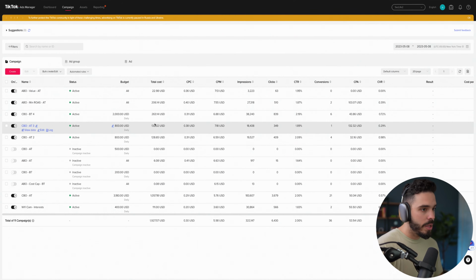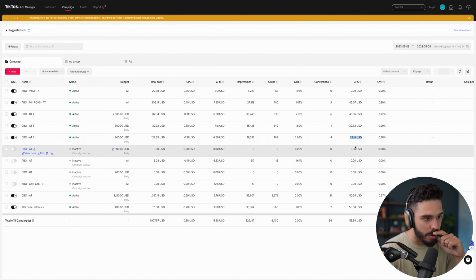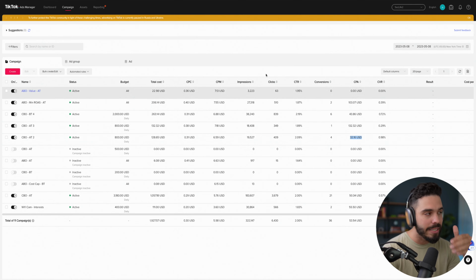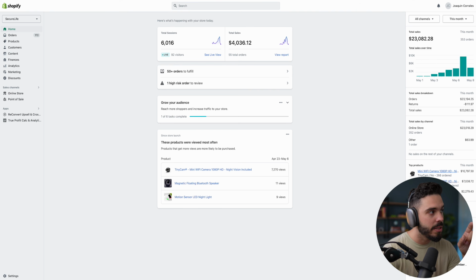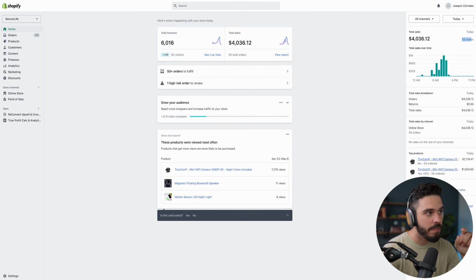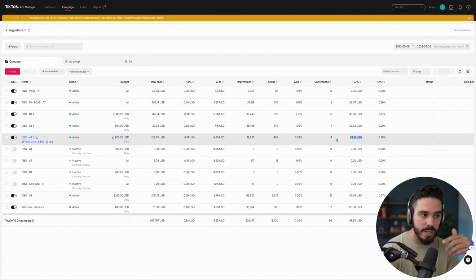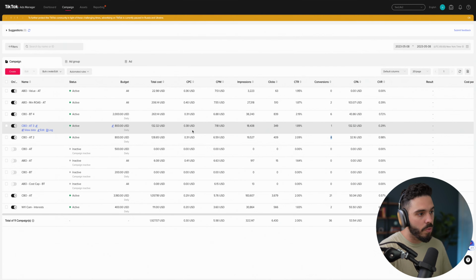So what we're going to do here is filter for today, and I can see that this CBO campaign right here has 4 orders at $32 an order. Now again, I know that it's actually doing much better because the store today actually has 55 orders and TikTok says it only has 33 orders. So I know that there's a chance that this got either 1 or 2, maybe 3 more orders, which means it's performing really, really well.